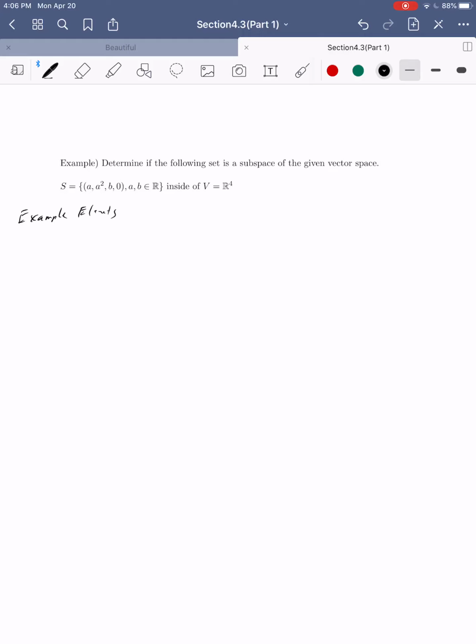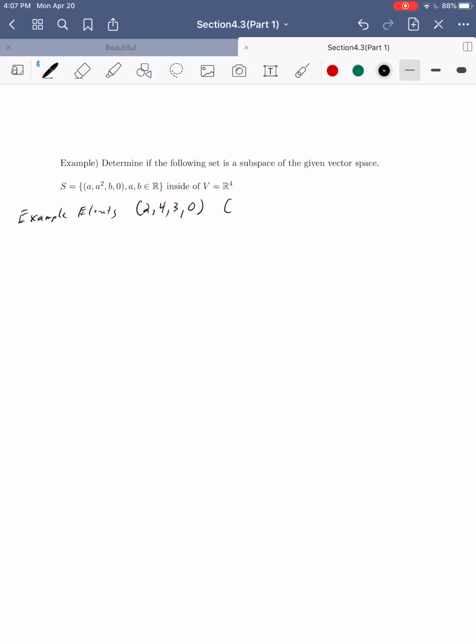What are some example elements here? Well, something like 2, 4, 3, 0. That would be an element. That's choosing A to be 2. That makes A squared 4. That makes B 3. And we just choose B to be 3 and then 0.